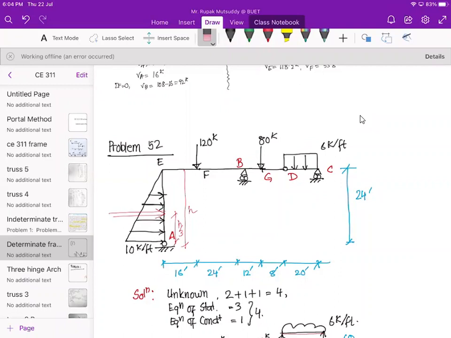At A, it is a hinge support, so there are two reactions. At B, this is a roller support, there's one reaction. At C, it's a roller support, so there's another reaction. So in total, there are 4 unknown reactions.